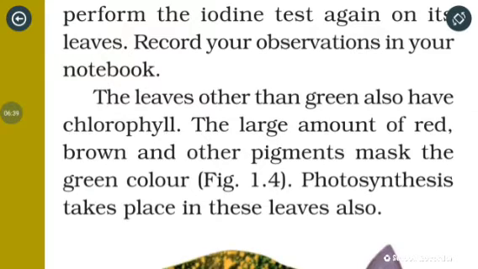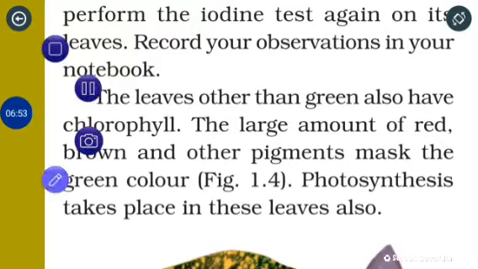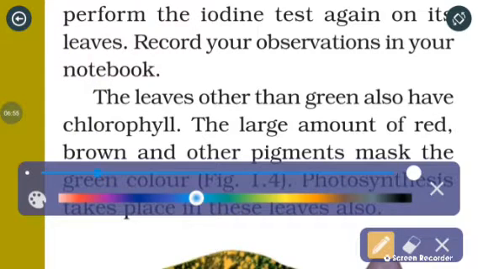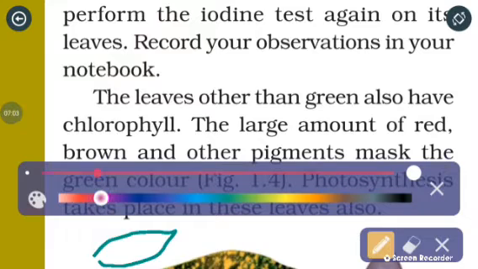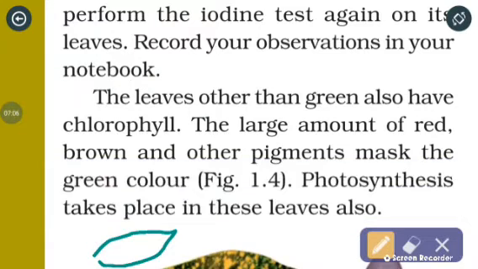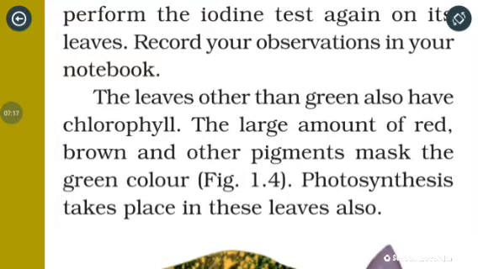The leaves other than green also have chlorophyll. The large amount of red, brown and other pigments mask the green layer. Photosynthesis takes place in these leaves. It means it is like a green leaf. It is a green leaf, but it contains a very high amount of red pigment, so it appears red, or it is being converted to red, but they have chlorophyll. Understand?